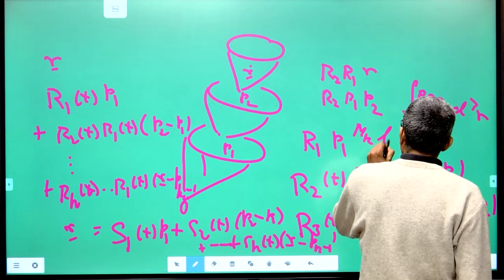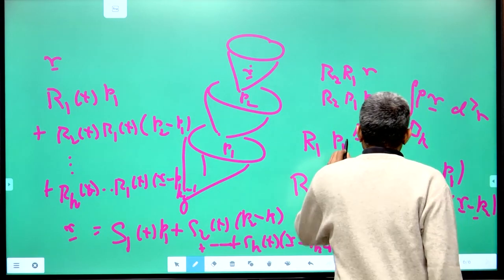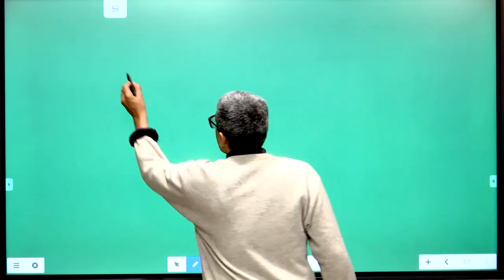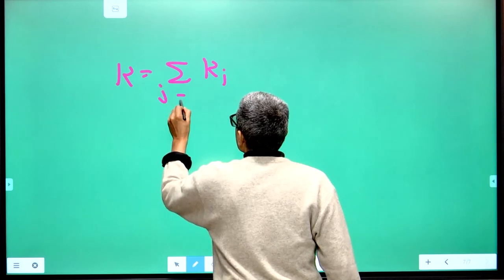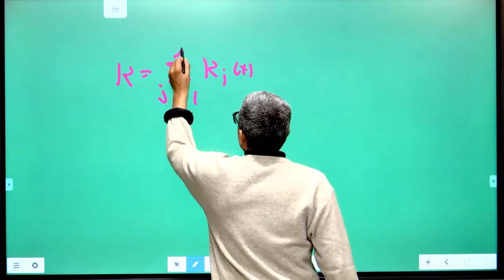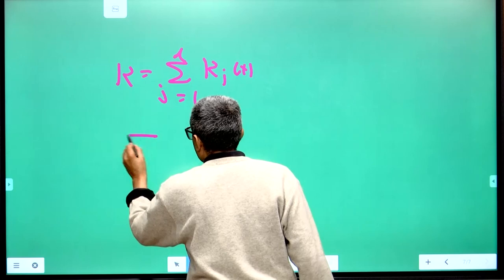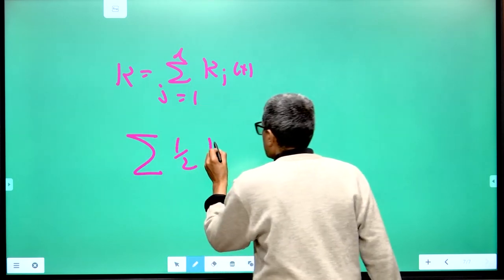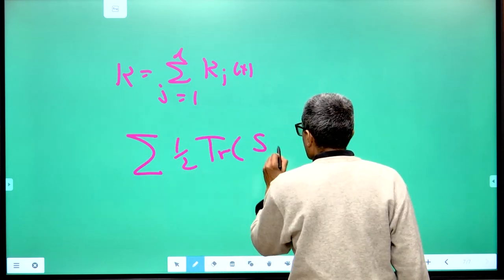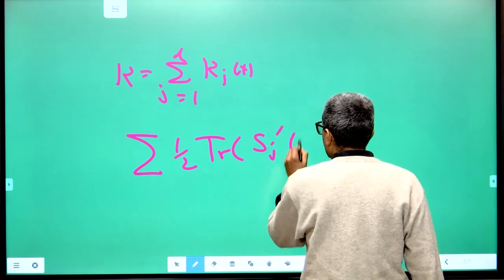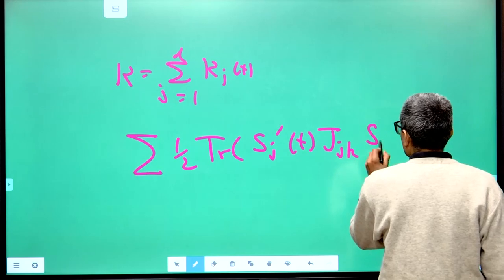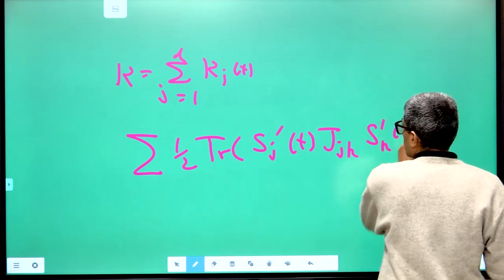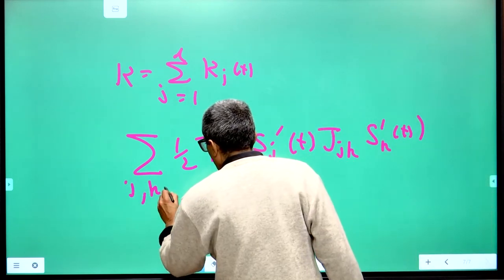I can call it as lk, okay. So if you write down the total expression for the kinetic energy of the system, it will be the summation of Kj(t), j going from 1 to d, that is the total kinetic energy of the system at time t, and this will be a quadratic form: half trace of Sj'(t) Jjk Sk'(t), with j and k going from 1 to d.